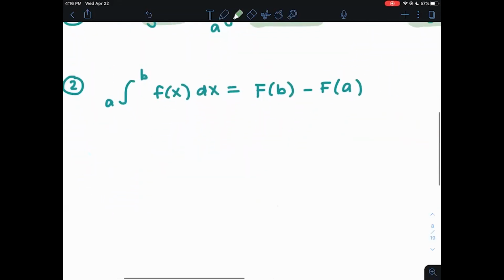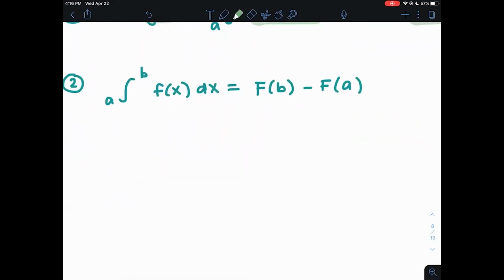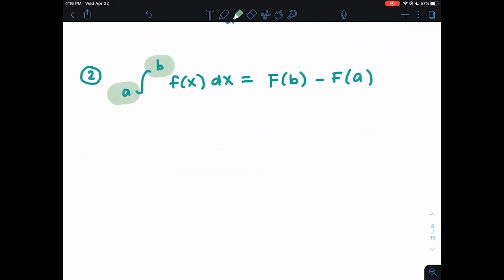I also know here that if I am evaluating a definite integral between a and b, between 2 points, I'm going to end up with a number. I can get that number by taking the antiderivative, or the integral, evaluated at b and evaluated at a, and subtracting those two.